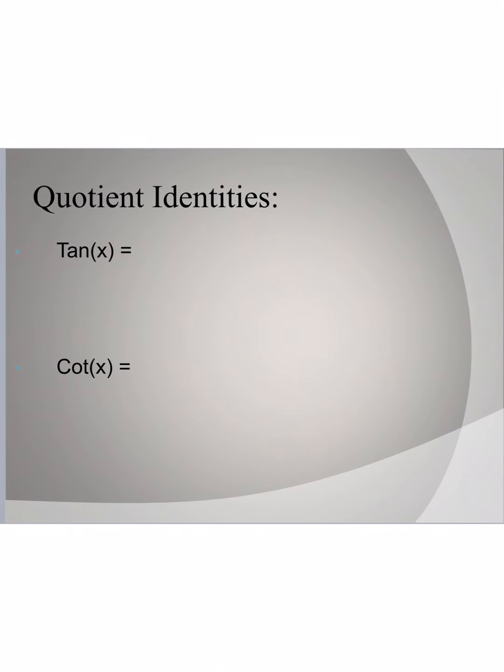For our quotient identities, the tangent can be written as the sine of x over the cosine of x. And remember that our cotangent is the reciprocal, so it's going to be the cosine of x over the sine of x.